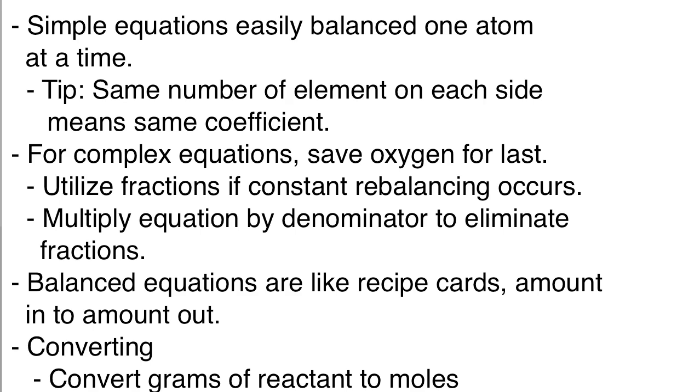As a general tip, and this is for complex as well as simple equations, if you find the same number of the element on each side, and it only appears once, then that means you have the same coefficient that needs to be there. There were a few examples where we saw that, where we said, if I only have 1 of element X on this side, then I only have 1 on this side. Whatever the final coefficient is, they have to be equal to one another in order to balance that out. So that's just a good check for yourself. For complex equations, save the oxygen for last. Don't try to tackle that oxygen first.